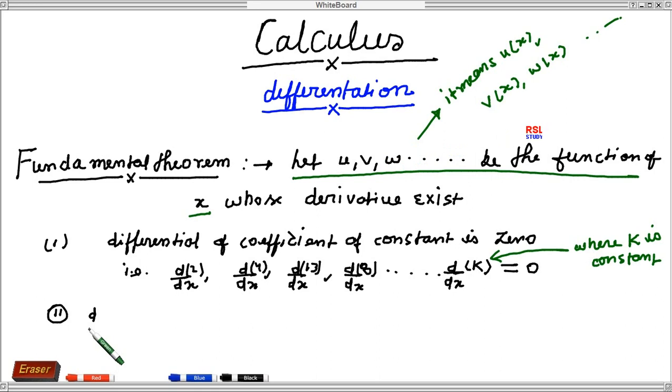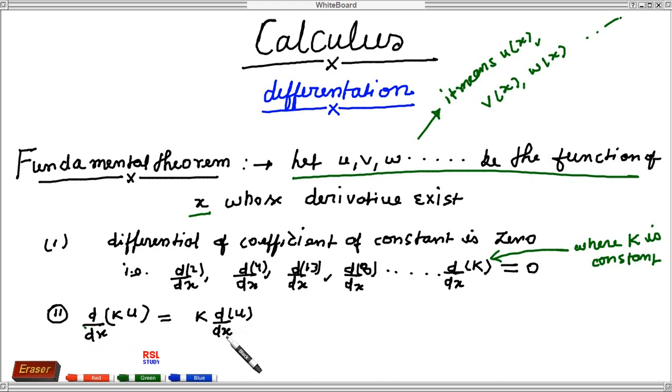That will be a function of x. This is called a function of x. Note, if you have a differentiation like this, then you will take the constant common.